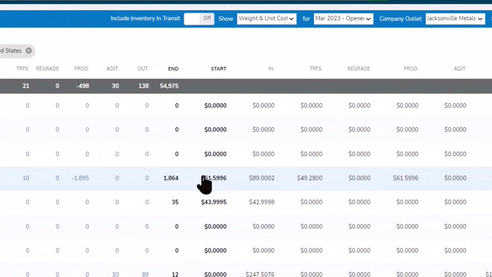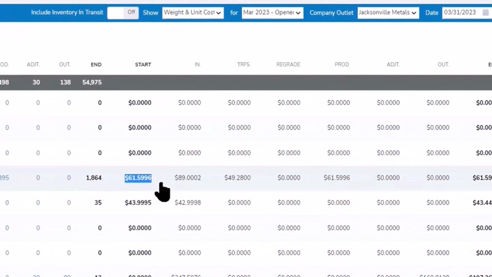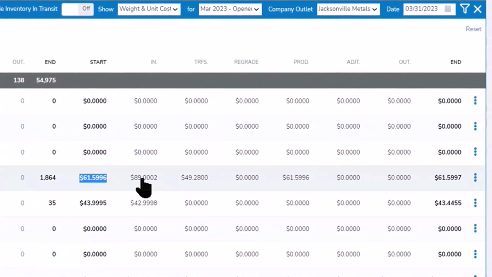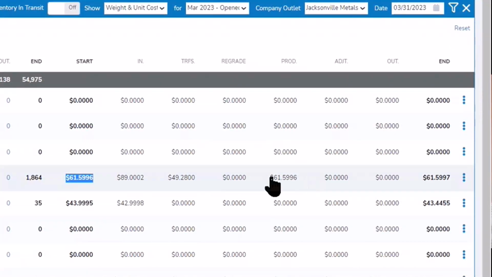To the right of that, we're looking at the average cost per unit. So we started the month at $61.59 a ton. Our purchases have ticked that up a little bit. We've brought in some inexpensive material through transfers, and then it shows us what went into inventory and again, what we're carrying for that inventory currently on hand.